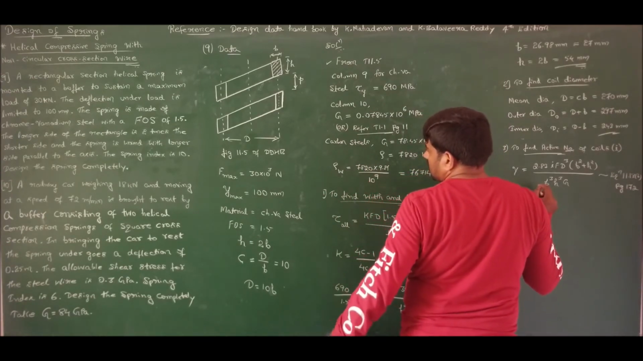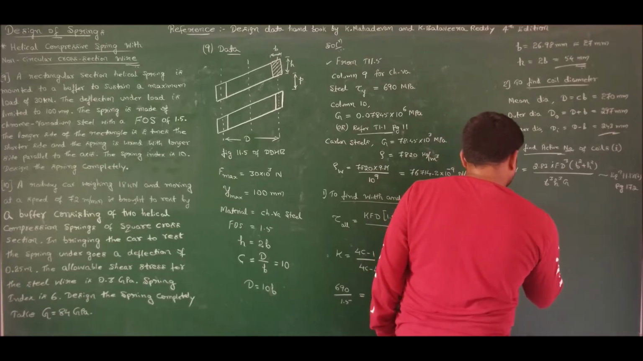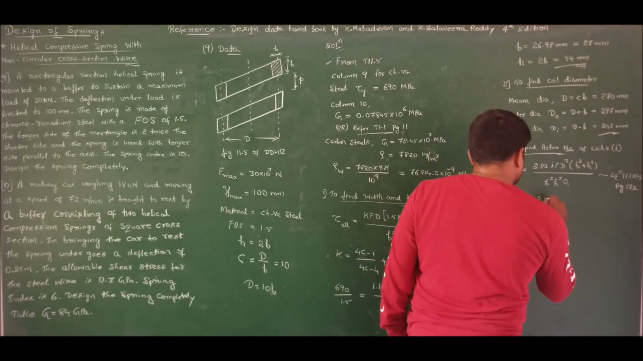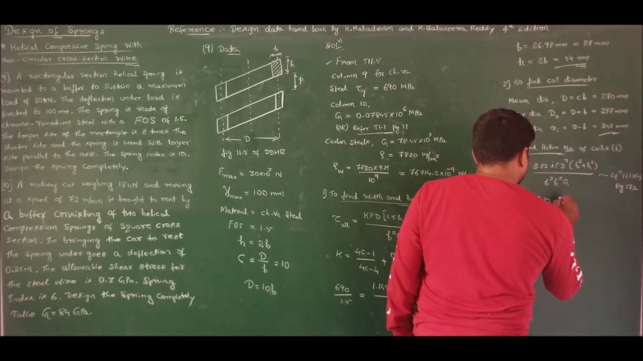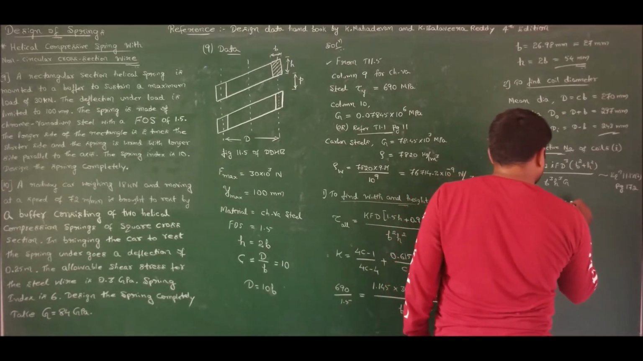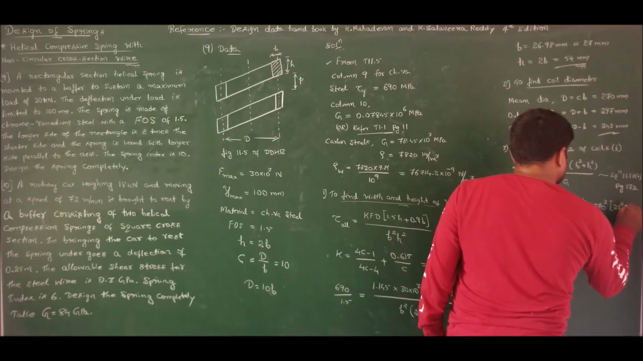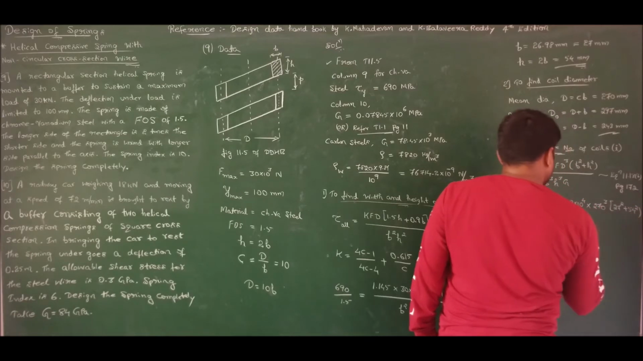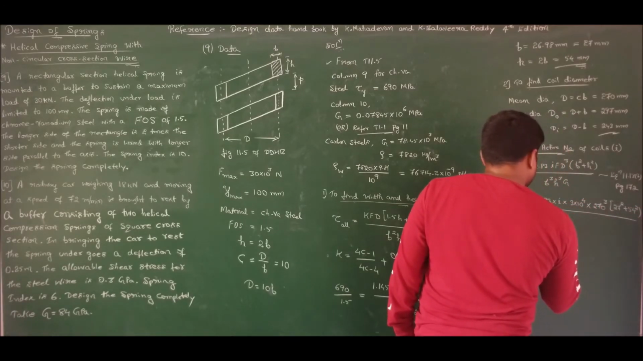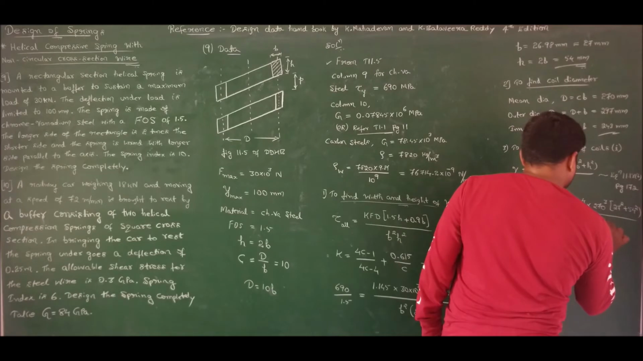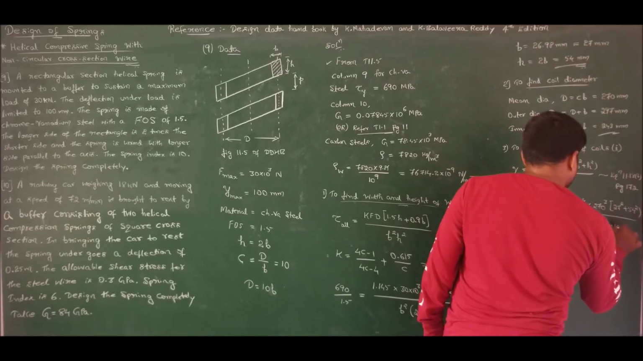We have maximum deflection given as 100 millimeters. So 100 is equal to 2.83 into active number of coils, which is unknown, into F max, which is 3 into 10 to the power of 4, into D, which is 270 cube, into (270 square plus 54 square) whole divided by b, which is 27 cube, H, which is 54 cube, G, which is 78.45 into 10 to the power of plus 3.